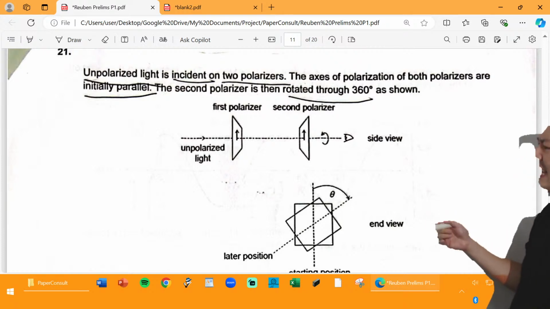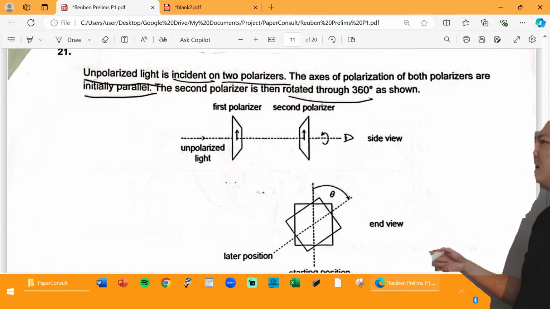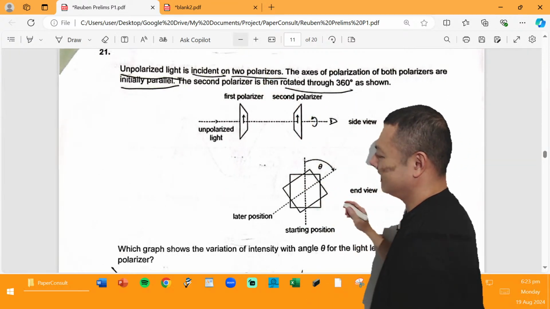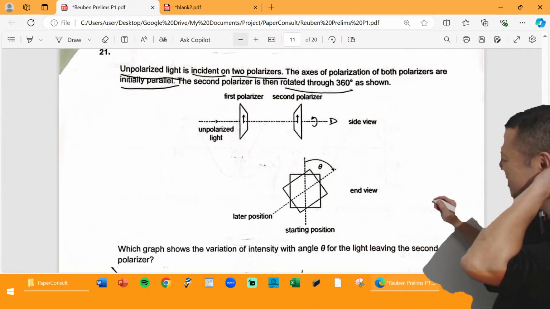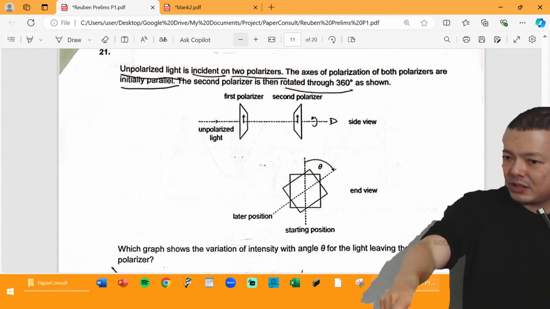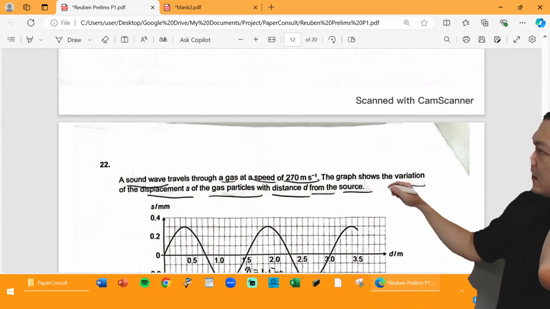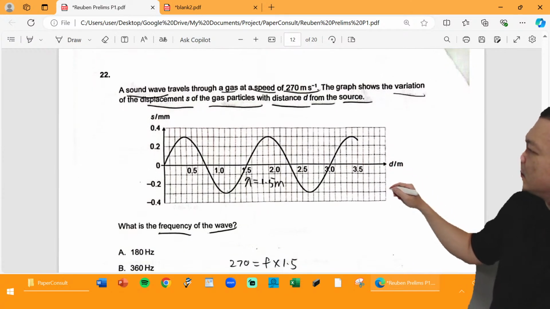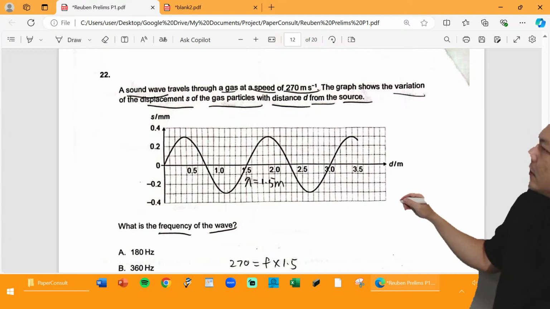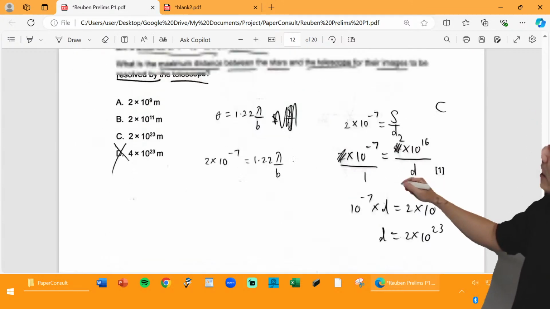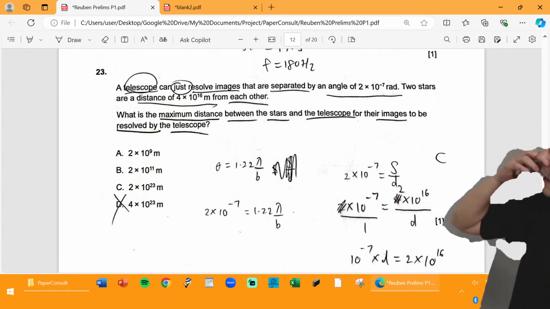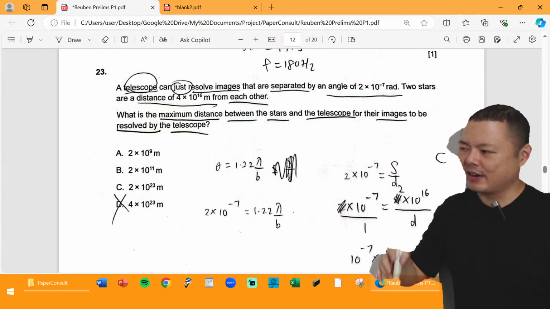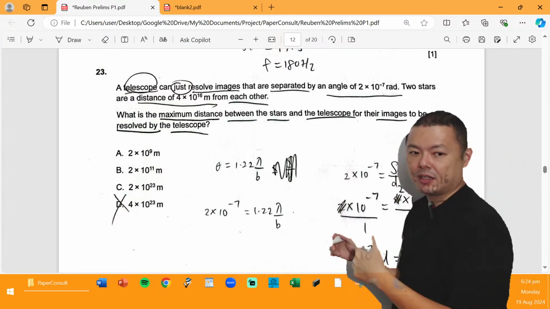Polarizer again? Move on already. I thought we already did one polarizer question. Do I need to do this? Do you want me to do this? No, okay. 22? No need? Okay, 22 don't need. 23? Why are all these questions coming out as MCQ? 23?